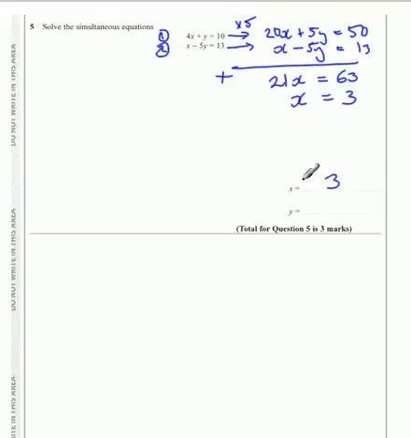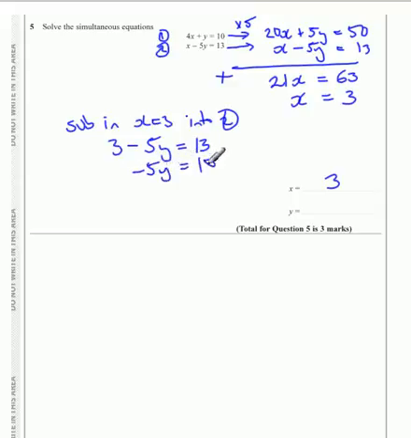To find y, we need to sub in x equals 3 into one of these equations. So sub in x equals 3 into either equation will work. So let's say into 2 is going to give us 3 minus 5y equals 13. Take away the 3 gives us minus 5y equals 10. Divide by minus 5 gives us y equals minus 2. So there we have our answer.